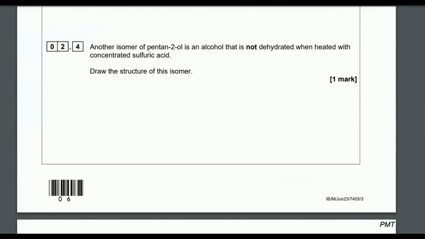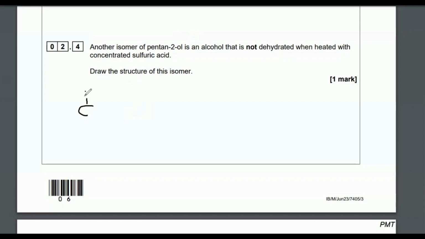Okay, so now we go to 2.4. Another isomer of pentan-2-ol is an alcohol that is not dehydrated when heated with concentrated sulfuric acid. So this is one that will not undergo that mechanism of dehydration. Draw the structure of this isomer. So we're looking at a molecule that cannot form an alkene, even though it has a hydroxide group. So pause the video, have a go. All right, I'll go through what the answer is here.